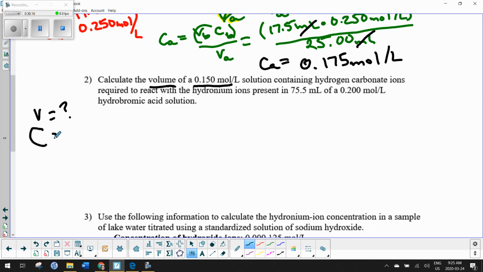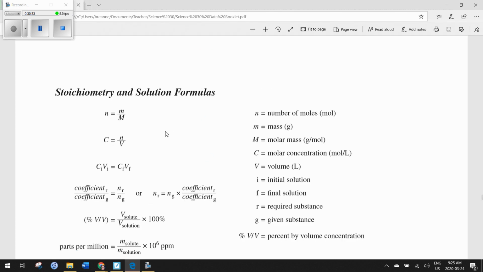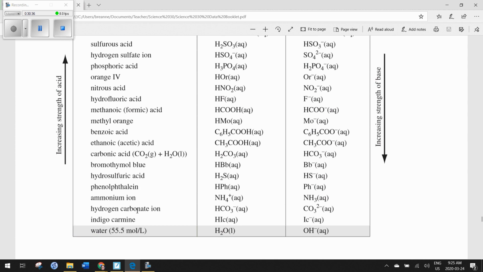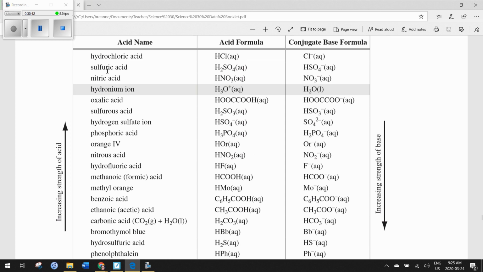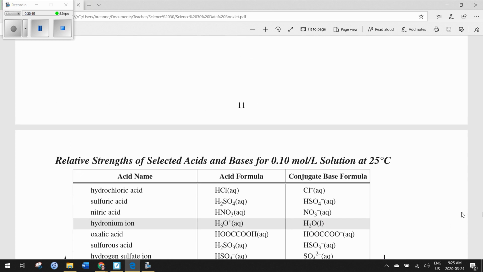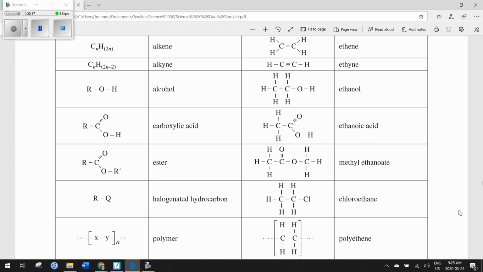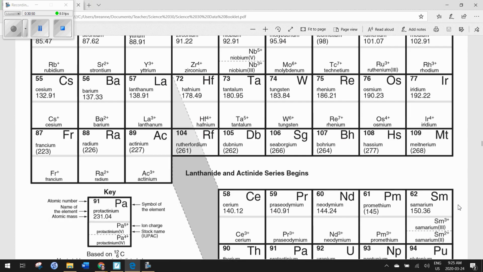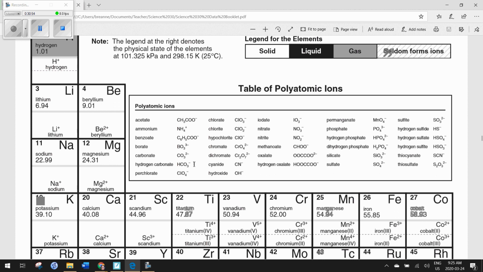So C of whatever this is equals 0.150 moles per liter containing hydrogen carbonate ions. Ooh, hydrogen carbonate ions. So let's see if I can find that. Hydrogen carbonate ions, hydrogen carbonate ions. I don't see that anywhere here. Okay, so data booklet is an amazing thing. So go to your periodic table. See if you can find hydrogen carbonate here. Right there. HCO3 minus 1.